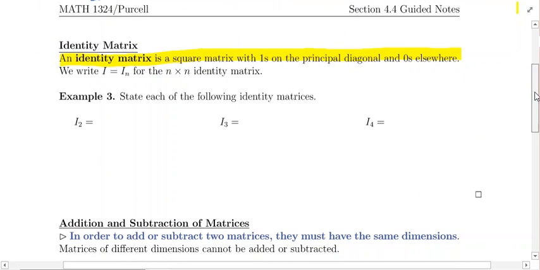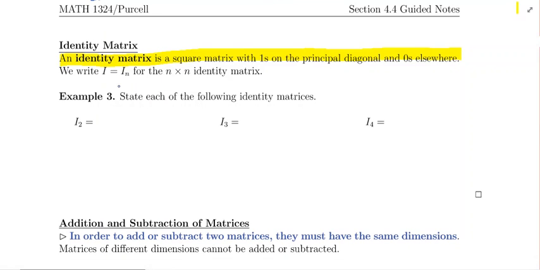Let's go ahead and look at example 3. Before we do that, well, never mind. Let's just jump to example 3. It says state each of the following identity matrices. So then you see I2, I3, I4, and then there's room for you to write that matrix down.